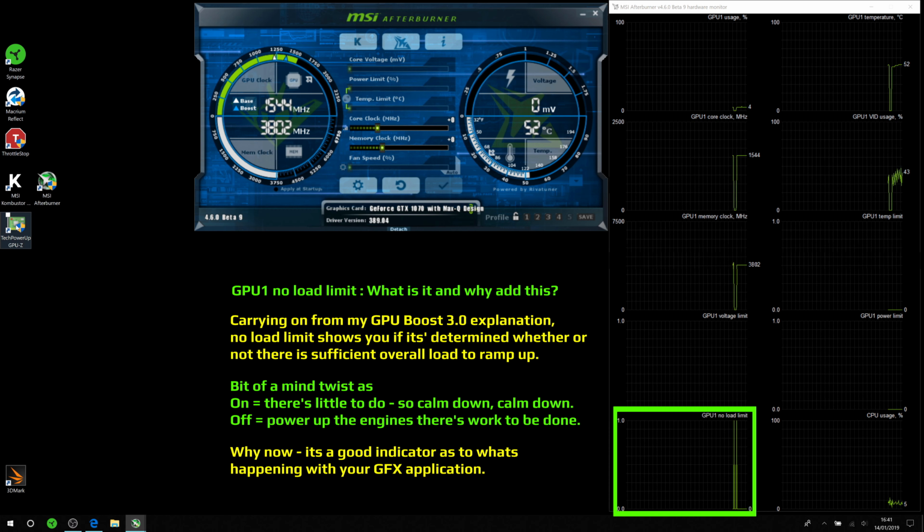So why add it now? It's a good indicator as to what's happening with your graphics application.